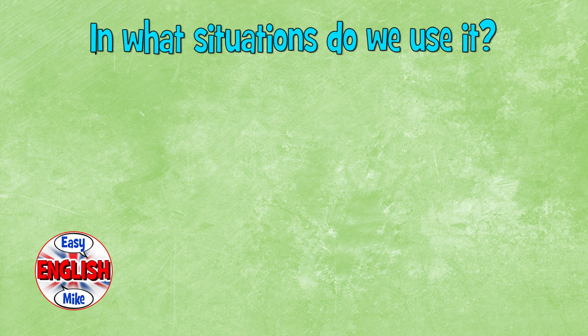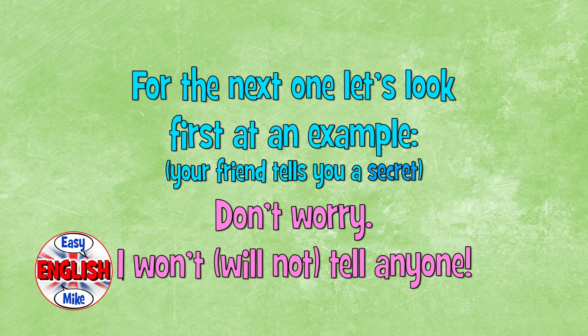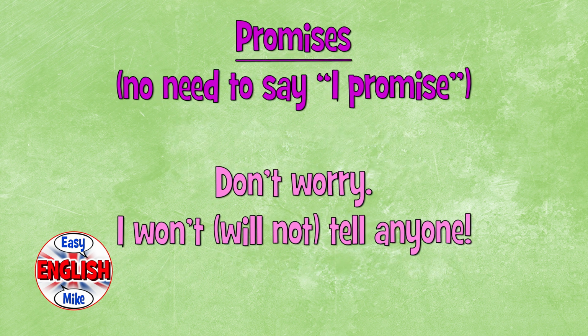So in what situation do we use it? When we decide to do something while we are speaking, like at the restaurant, you look at the menu and decide what to get. I'll have a pizza. You decide in that moment, or more or less in that moment. Another situation for another use is your friend tells you a secret. And you say, don't worry, I won't tell anyone. So we use this for promises. And if we use this structure, you don't need to say I promise, because it's already there, it's in will.